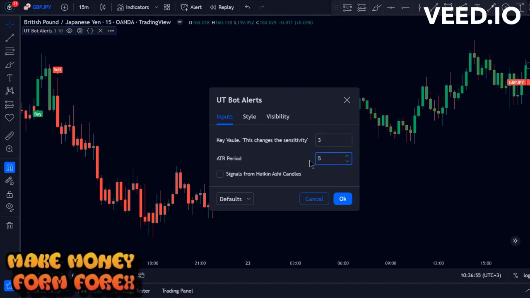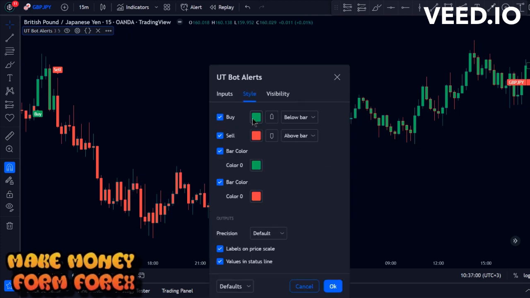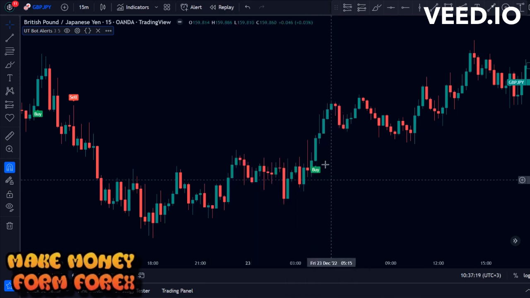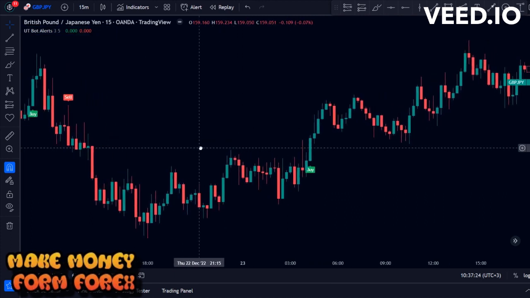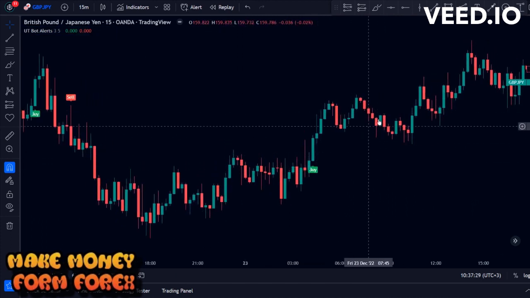Now John didn't specify this, but we're gonna go to the style tab and uncheck the bar colors like this, because we don't need our bar colors changed. So this indicator will be our entry confirmation indicator. Whenever it prints a buy signal, we buy. Whenever it prints a sell signal, we sell.